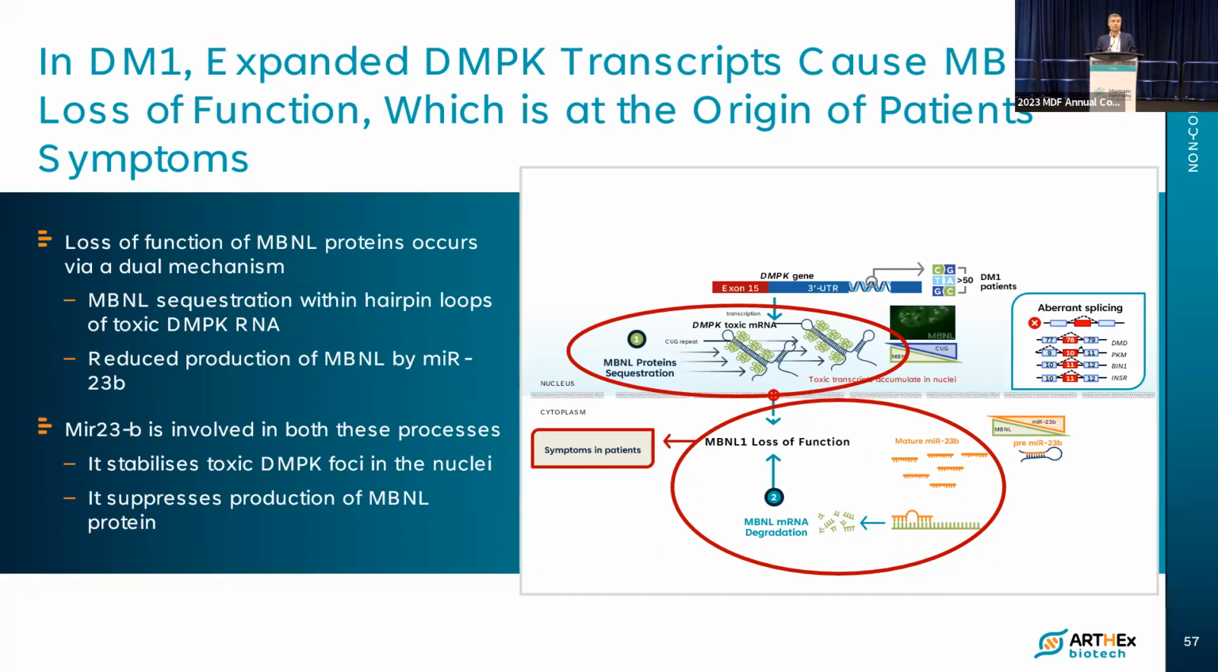You have first the trapping of the MBNL protein by the toxic mRNA, but at the same time, we discovered that in patients you have an overexpression of miR23B. So you have a dual effect: trapping of the protein, but at the same time a downregulation and down expression of MBNL protein. And this non-available protein leads to an aberrant splicing. So we want to correct that phenomenon.